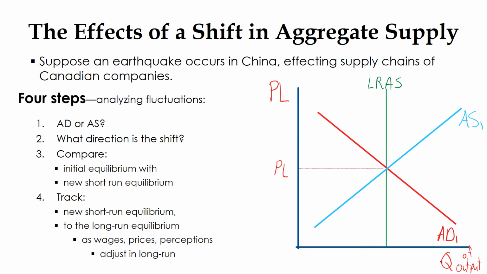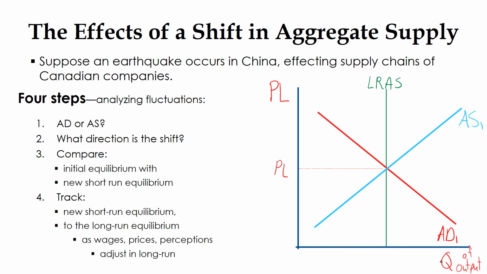Here's another example, but this time suppose an earthquake occurs in China. What I want you to look at is the long run equilibrium here for the economy in Canada. But now there's an earthquake in China, and so basically that's affecting supply chains of Canadian companies. It's getting harder for them to get component parts and processors, and so the price of them is obviously going to go up.